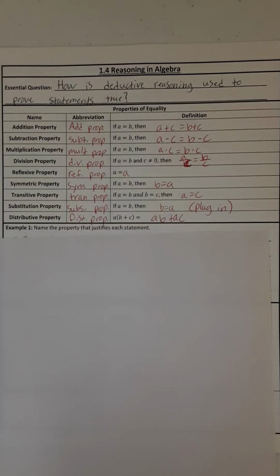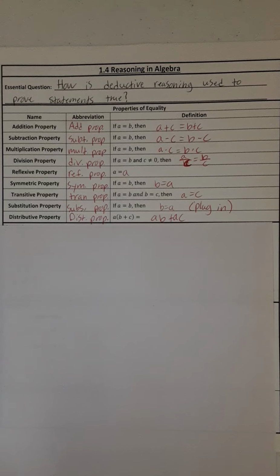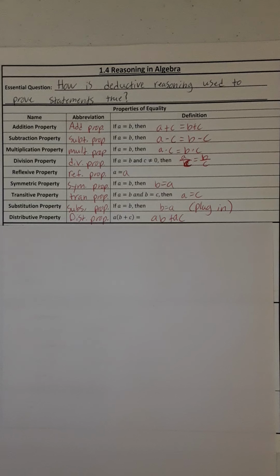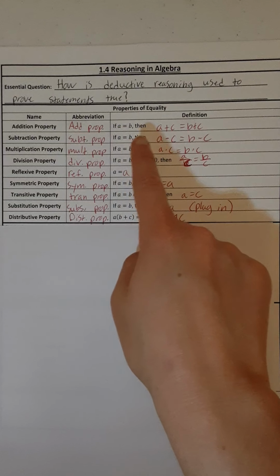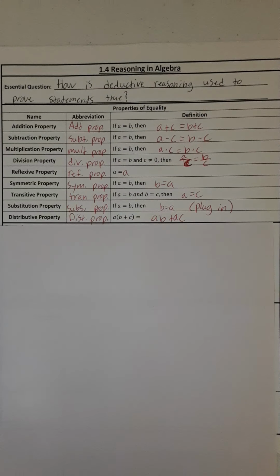First, we're going to add some properties to our notes. So I'm just going to talk through these, but I suggest you listen and then add them later. Our first property is the addition property, which says if A equals B and you add C to both sides, they will still be equal. The subtraction property says if A equals B, then A minus C equals B minus C, still equal if you subtract the same thing from both sides.